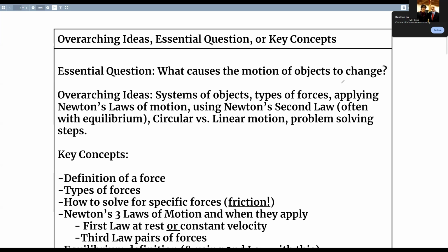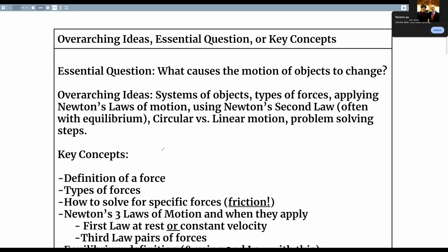All right, so overarching ideas, we saw lots of systems of objects, whether that was Atwood's machines or other systems, even something like center of mass, which I think I forgot to put in the key concepts, but we did do center of mass. And that was similar to systems of objects. You have multiple things and you're finding the center of mass of multiple masses.